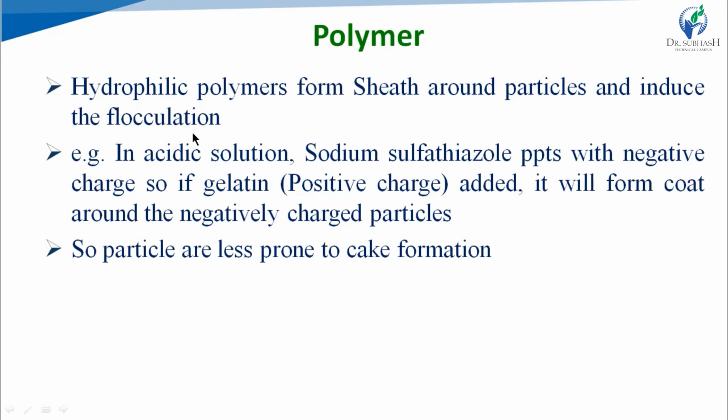We can have one example in acidic solution: sodium sulfathiazole will be precipitated out with a negative charge. So if we add sodium sulfathiazole into the acidic solution, it shows a precipitation, and such precipitation will be of negative charge. In this condition, if we add gelatin, which has a positive charge, it will form a coating around the negatively charged particle, and by that way we can initiate the flocculation.